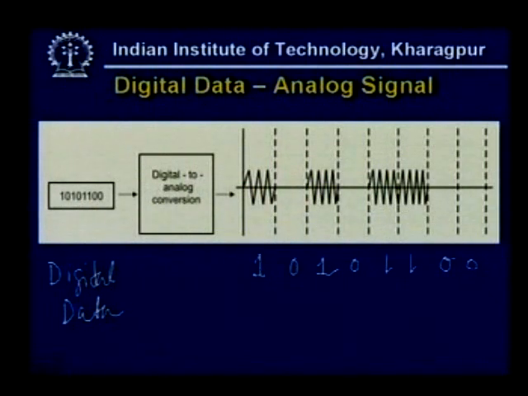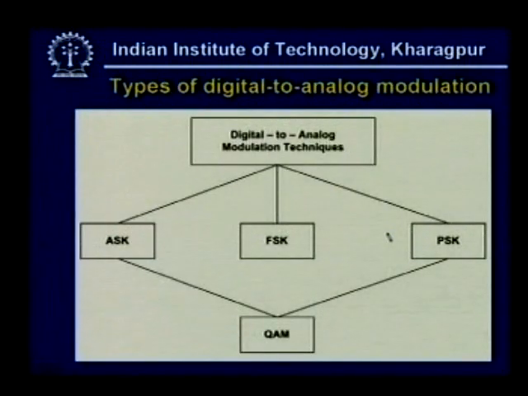But instead of sending 1, we are sending an analog signal. For 0, you are not sending anything. And this is your analog signal.